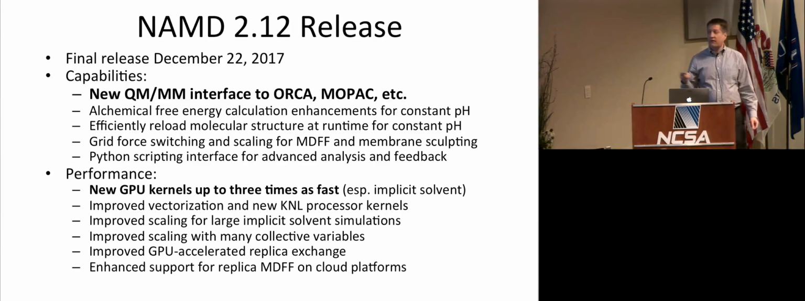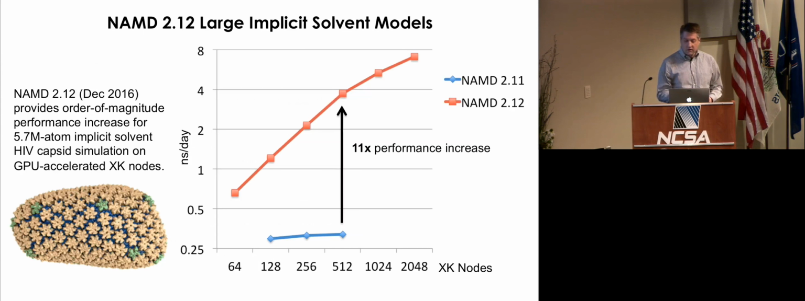Okay, so we have a new release out, new capabilities. There's a new QMMM interface, extensions to various other features and performance, particularly on the GPU side, as well as the new KNL features. This was actually work supported by NCSA to say, well, what if we just want to simulate the shell of the Easter egg without all the water on the outside and the inside? Before we had some performance issues, we've been able to improve this scaling substantially.